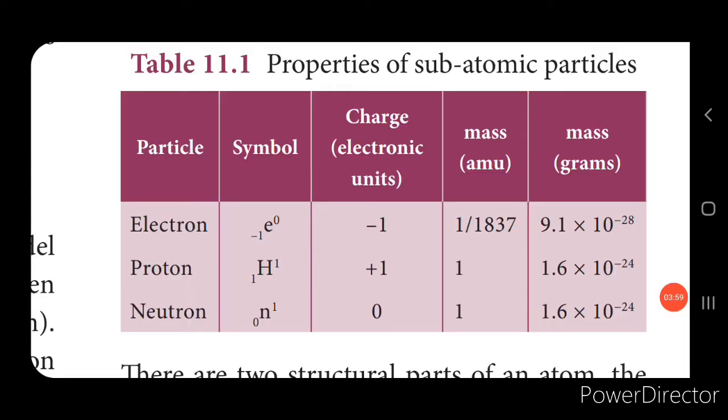Now look into the table, children. These are the properties of subatomic particles. The electron symbol is given by e, with minus 1 as the atomic number and 0 as the mass number. The proton is usually denoted by H, with atomic number 1 and mass number 1. And the neutron is denoted by n, with 0 and 1, right? As for charges, electrons have negative charge, so minus 1. Protons have positive charge, plus 1. And neutrons do not carry any charge.